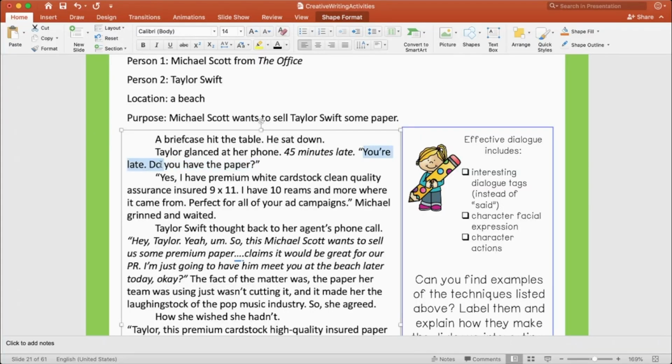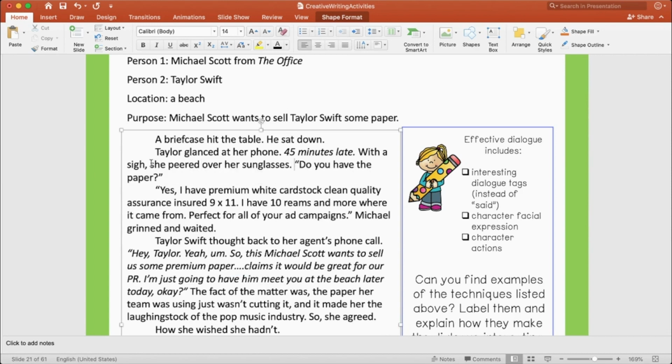So what I usually do is I will write one example as a class, and my students in the past have chosen Michael Scott from The Office to meet with Taylor Swift on a beach, and the purpose is that Michael Scott wants to sell Taylor Swift some paper. This is a really great activity for teaching the formatting, punctuation, and nuances of effective dialogue.